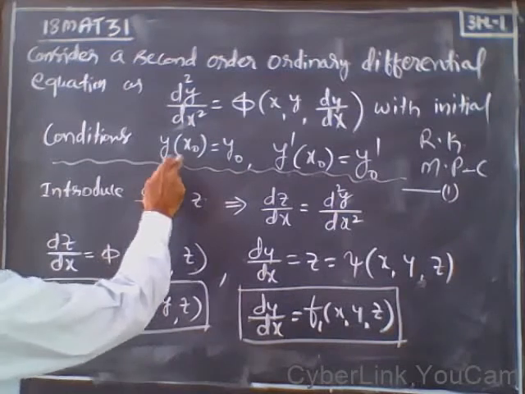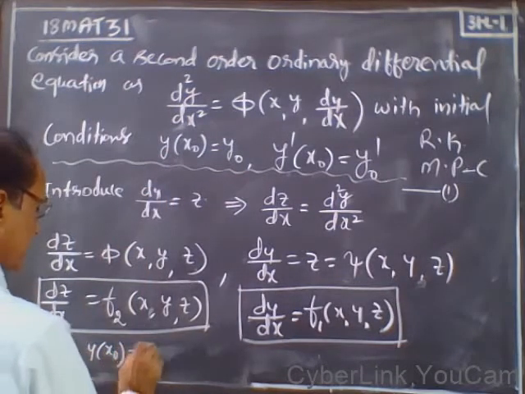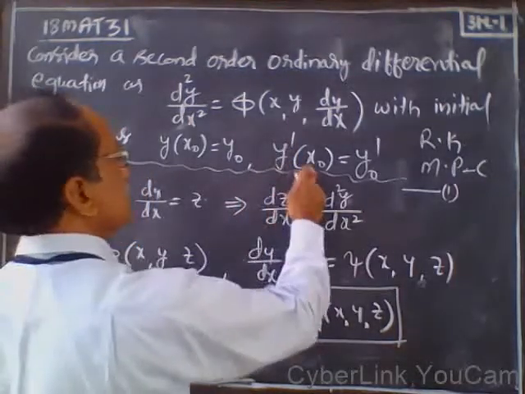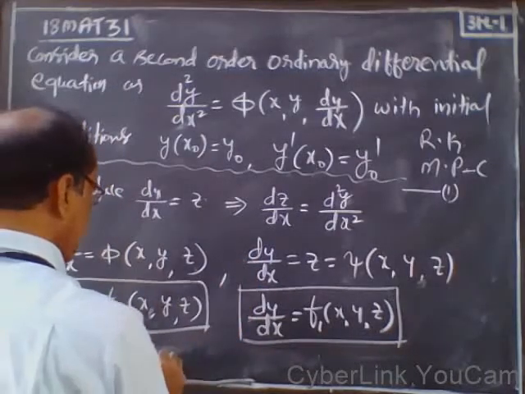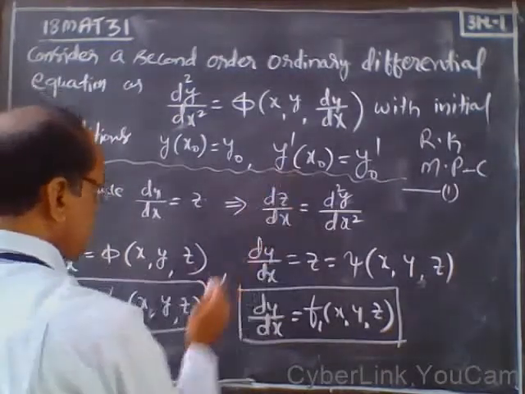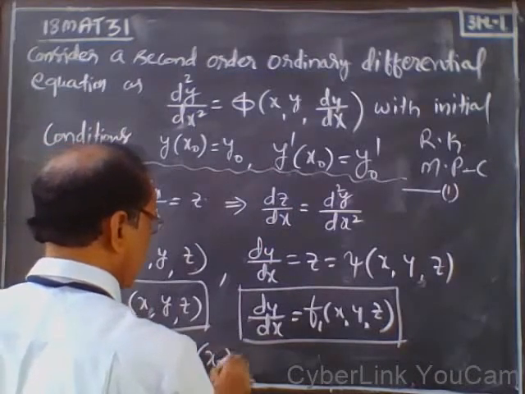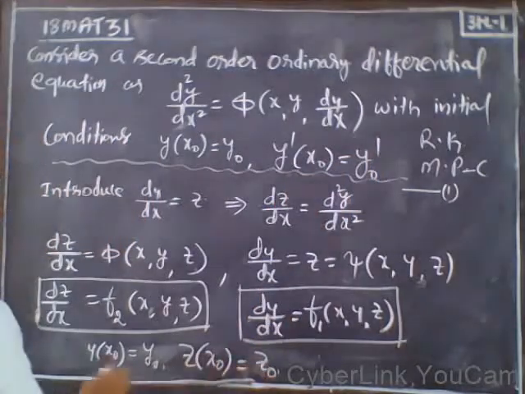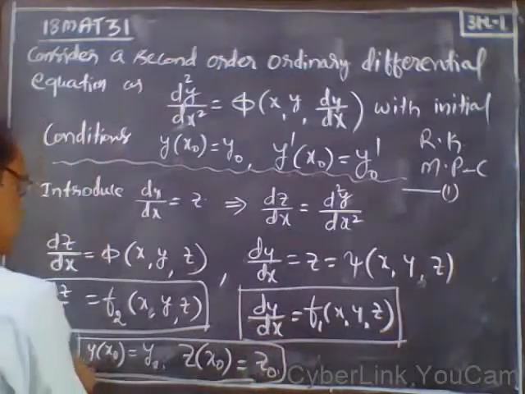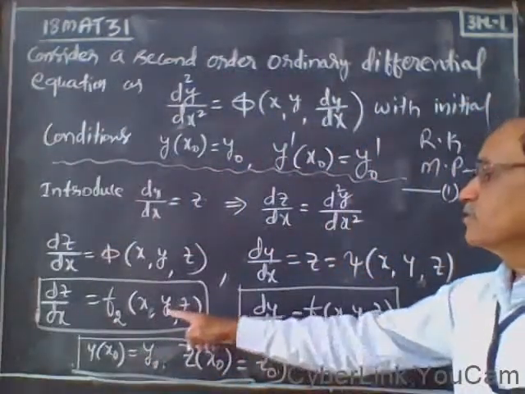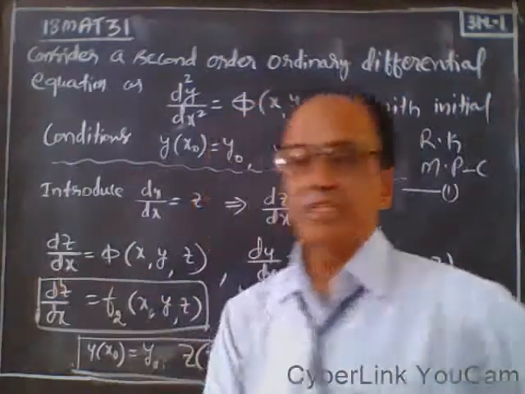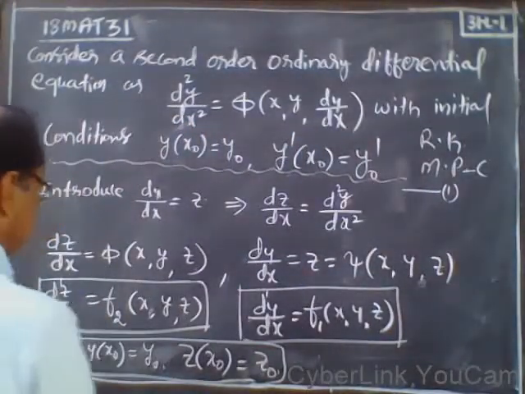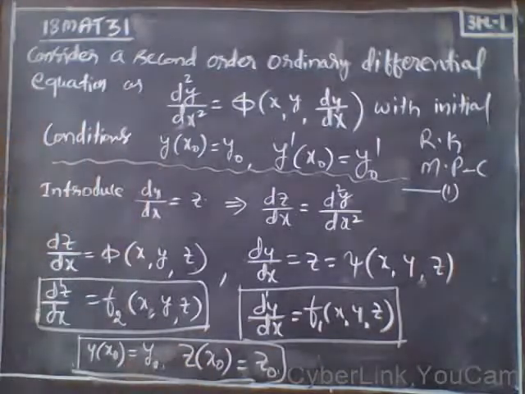The initial conditions are y at x naught is equal to y naught, and y dash at x naught, where y dash is dy by dx, that is z at x naught is equal to z naught, because y naught dash can be taken as z naught. So these two act as initial conditions, and these two act as two first order differential equations. Two first order differential equations we solve by making use of these given initial conditions.